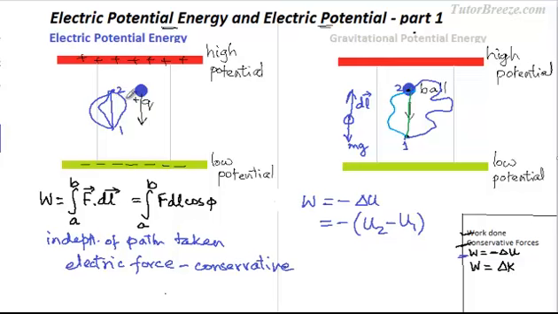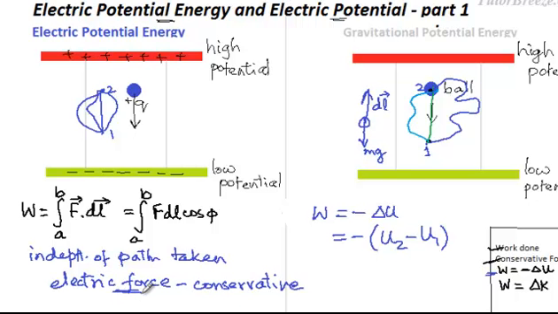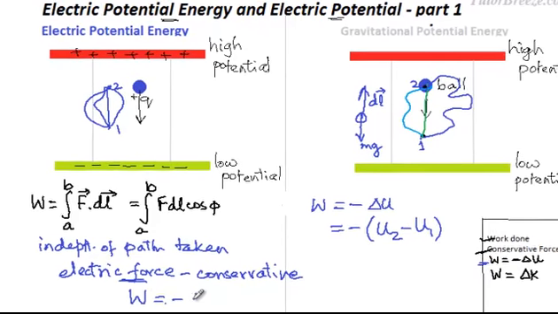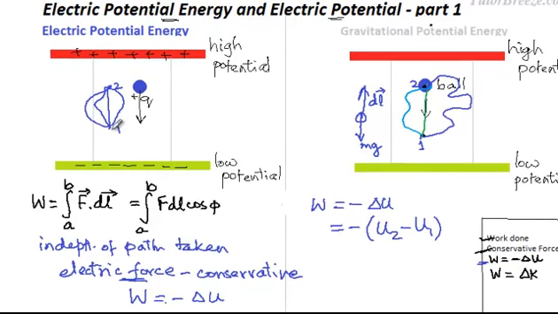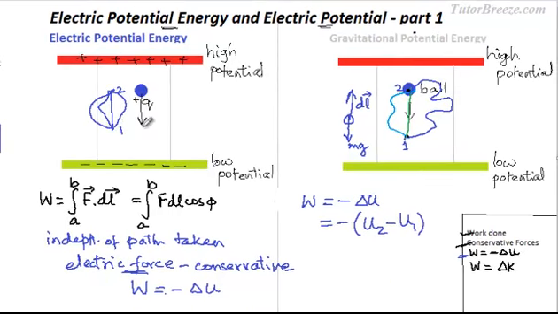So similarly, in case of an electric force, since the electric force is a conservative force, the work done will be equal to the negative of the change in potential energy, which means when the object moves from 1 to 2, the work done by the electric force is negative and the potential energy will increase. But when the object moves from 2 to 1, the work done by the electric force is positive and the potential energy of the charge will decrease.